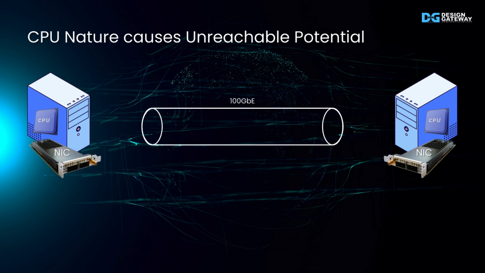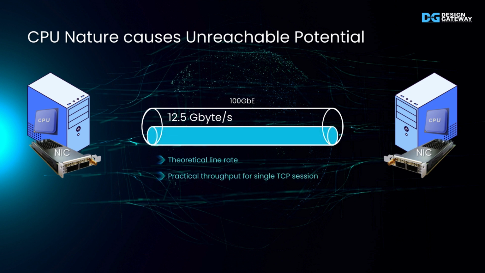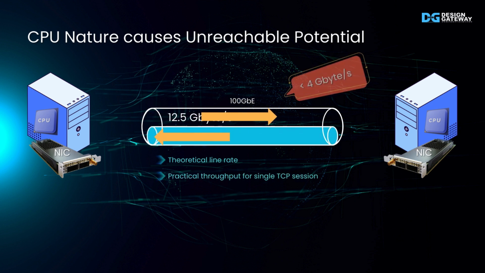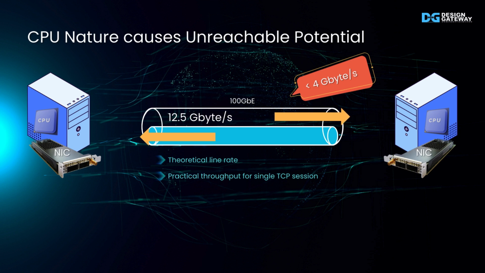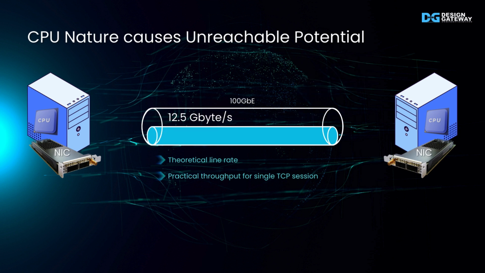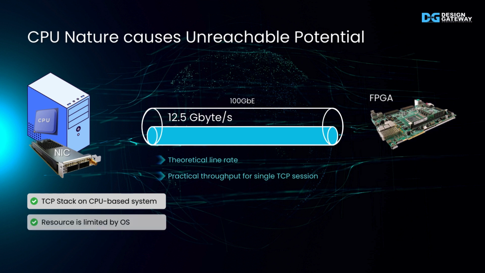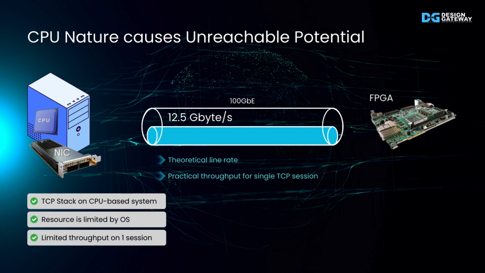100 gigabit Ethernet emerges as a powerful solution for high-throughput networks, addressing the ever-growing demand for data. 12,500 megabytes per second is the theoretical bandwidth of this Ethernet speed. However, when used for TCP/IP communication, the practical throughput of a single session on a CPU-based system falls short of expectations. This unimpressive throughput is also unexceptional among hybrid systems between FPGA and CPU.